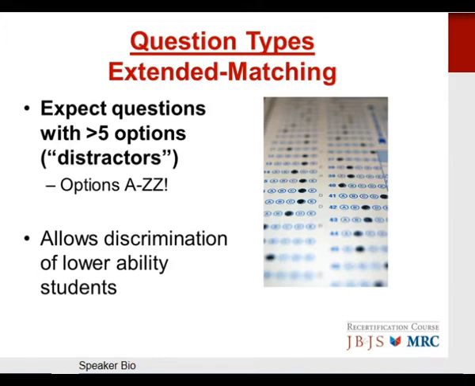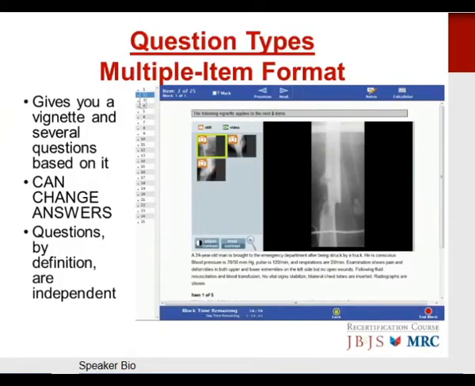The types of questions follow a couple of different formats, one of which is the multiple item format. This is where you're given a vignette and several questions based on it. In the multiple item format, you can change your answers, and the questions are, by definition, independent. You can go back and forth.